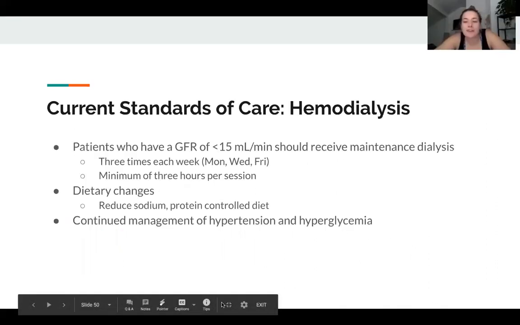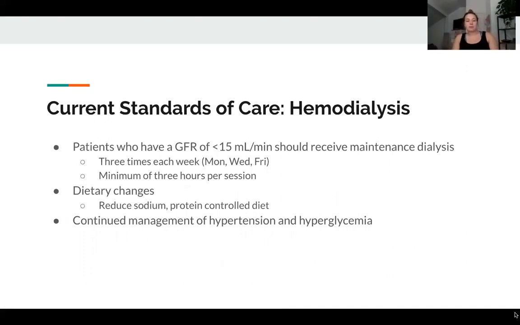All right, so now that he's regularly on hemodialysis, it's just normal for patients who have a GFR of less than 15 to be on dialysis 3 times a week. So we see that he has a GFR of 9, so he's definitely in need of this maintenance dialysis. It's a minimum of 3 hours normally per session. So this is a lot of time he's going to be spending doing hemodialysis.